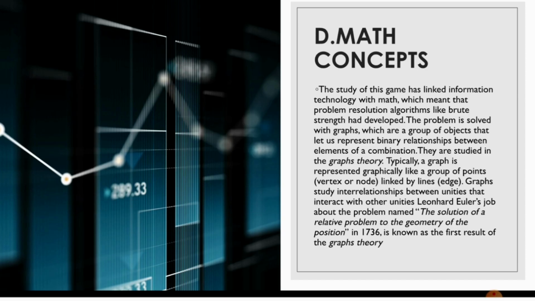Math concepts. The study of this game has linked information technology with math, which meant that problem resolution algorithms like brute force were developed. The problem is solved with graphs, which are a group of objects that let us represent binary relationships between elements of a combination. Graphs study interrelationships between units that interact with other units, as Leonhard Euler said in his work about the problem named The Solution of a Problem Relating to the Geometry of Position in 1736.